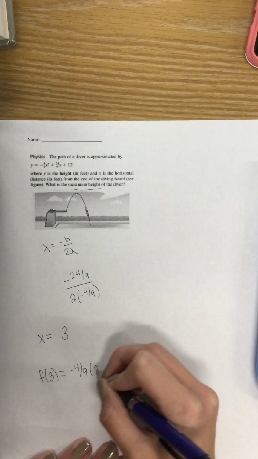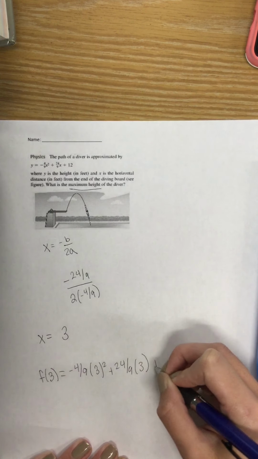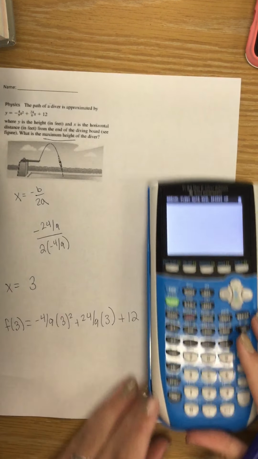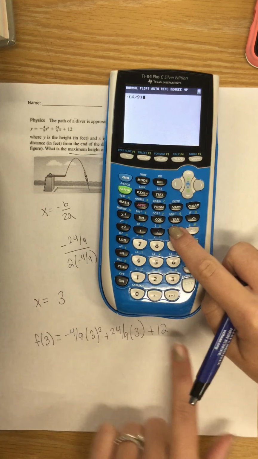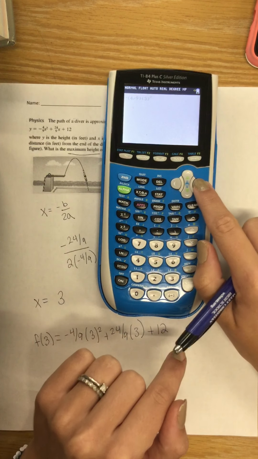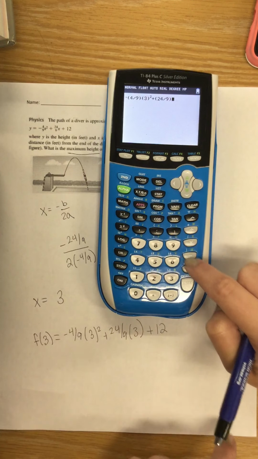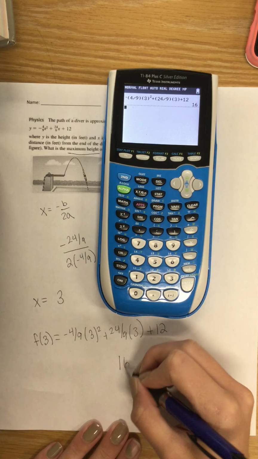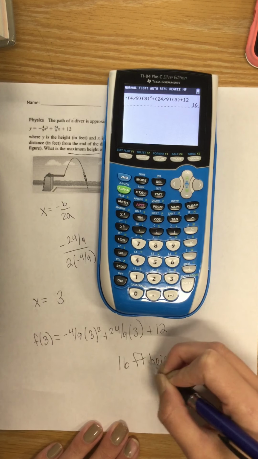Negative 4 over 9 times 3 squared plus 24 over 9 times 3 plus 12. We just type it in. See my calculator? Negative 4 over 9 times 3 squared. Oops, I should have finished my parentheses there. 3 squared plus 24 over 9 times 3 plus 12 is 16. So our height is 16 feet. And we're done.